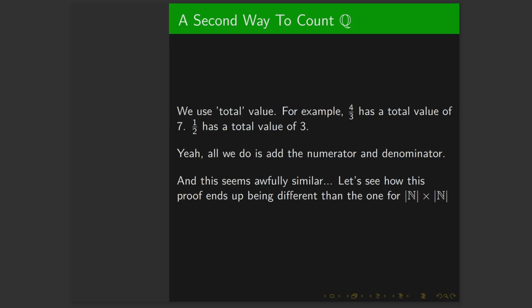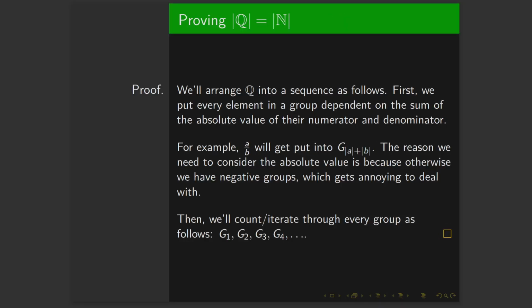We use this thing called total value. For example, 4 over 3 has a total value of 7, or 1 over 2 has a total value of 3. All we're doing is adding the numerator and denominator. And this seems awfully familiar to the n cross n case, but there's a few key differences. Let's see if you can catch them. So we're going to be showing that the cardinality of Q is countable. We'll arrange Q into a sequence as follows.